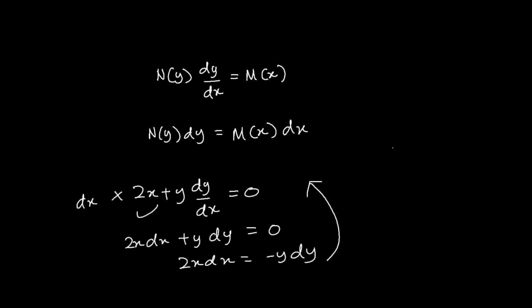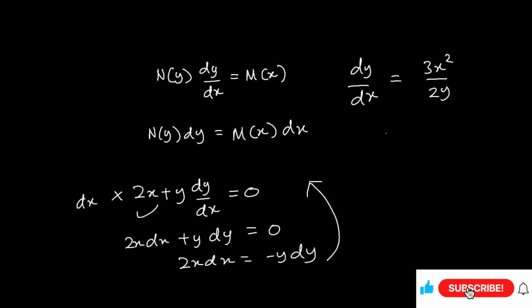Let's look at another example. Given a differential equation dy over dx equals 3x squared over 2y, you see this is a first order differential equation. Let's see if it is separable. If it is separable, then that means you can group the x terms and you can group the y terms also.